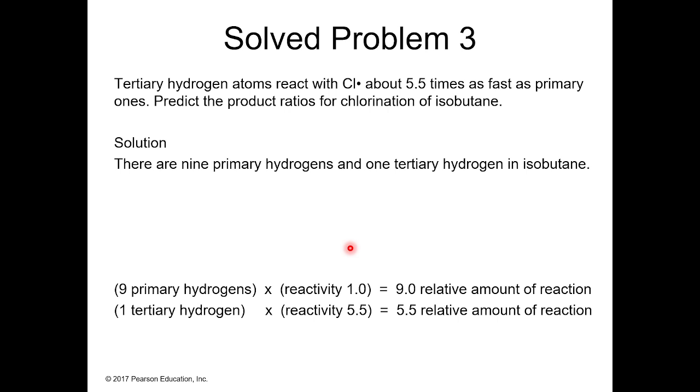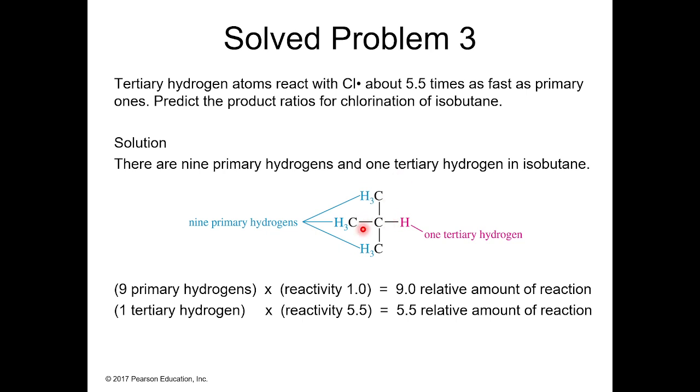The tertiary would be reactivity 5.5, right? Okay. Now the other thing we have to look at if we're going to look at the product ratios is how many hydrogens can be on a tertiary position? One. It can only be 1, right? Yeah. So even though it's 5.5 times, it's times 1. There's only 1 position, right?